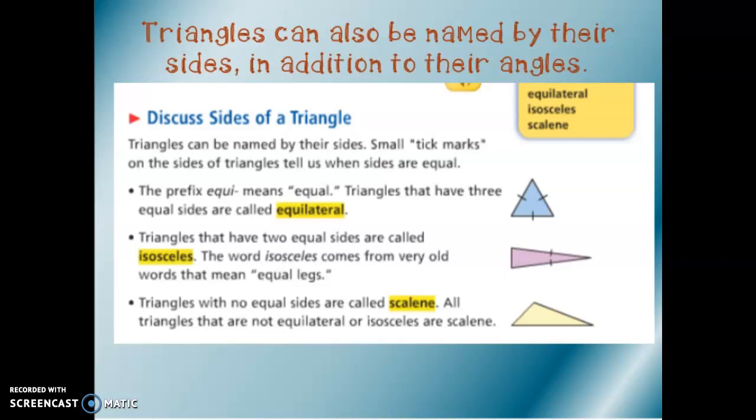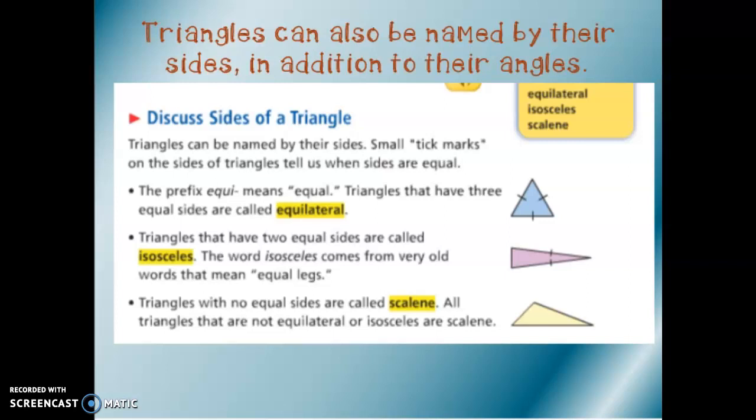We learned in our last lesson that triangles can be named by their angles. We saw acute triangles, right triangles, and obtuse triangles. So we looked at their angles. Today we're going to look at triangles by their sides, in other words, the length of their sides. So there are two different ways to name triangles, and then we put that learning together. That's our goal for today.